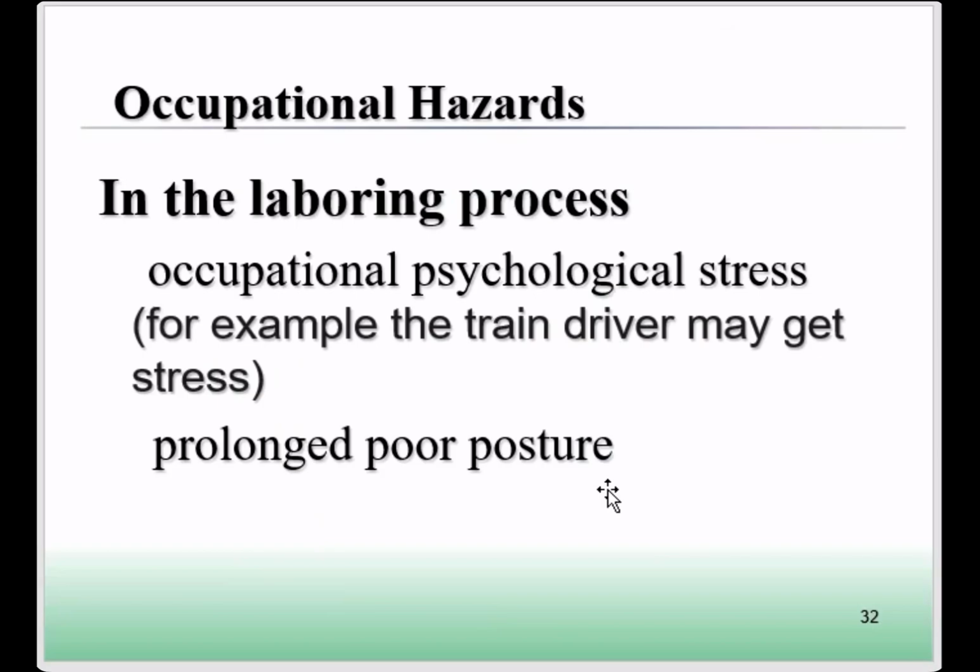Then we talk about the laboring process. In the laboring process, occupational psychological stress will also be a threat for the workers. For example, when the train driver drives a train, especially at high speed, they always have to concentrate for a long time, so the train driver may get stressed.